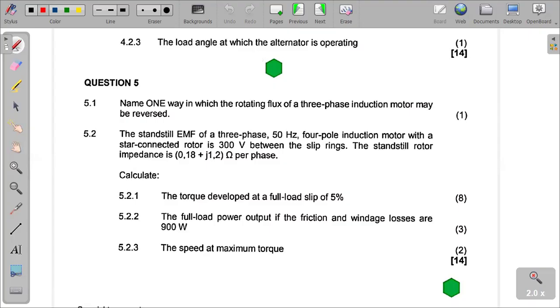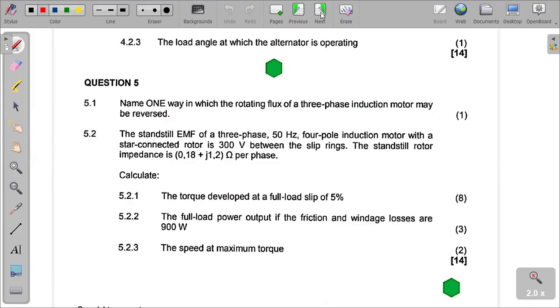Our next question is saying the standstill EMF of a three-phase 50 Hertz 4-pole induction motor with a star-connected rotor is 300 volts between the slip rings. The standstill rotor impedance is 0.18 plus j1.2 ohm per phase. Calculate the torque developed at full load. That's our first question there.